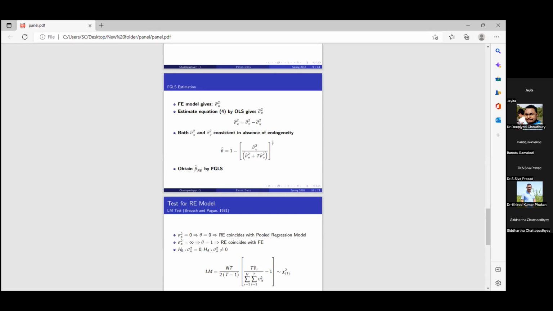But to choose between first difference or fixed effect, there is absolutely no general unanimous suggestion. Okay, so this is basically what my lecture is all about. Any questions, any clarification?